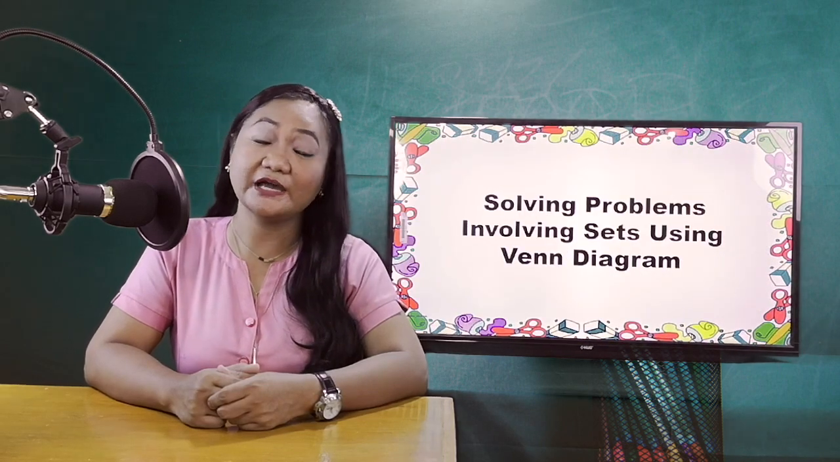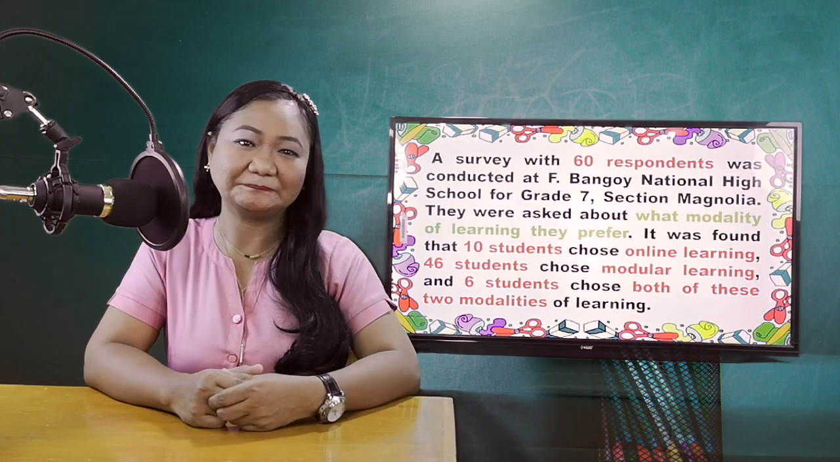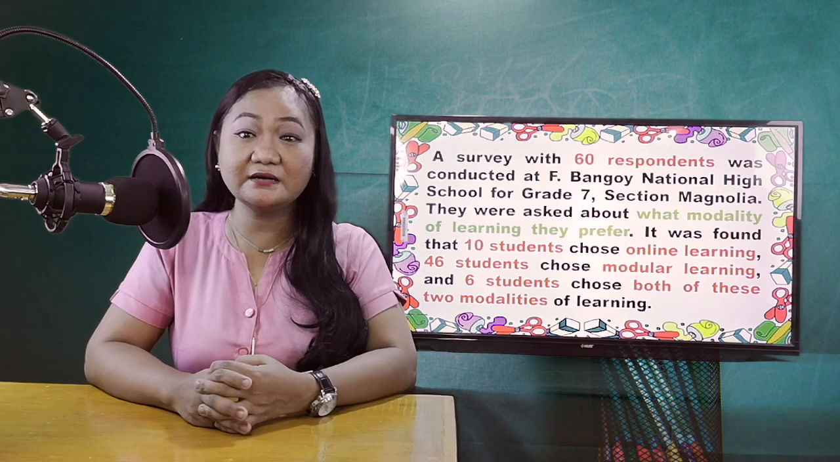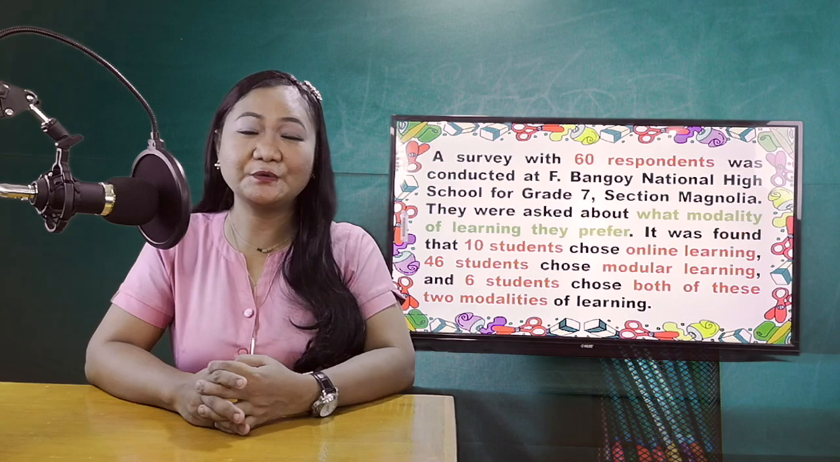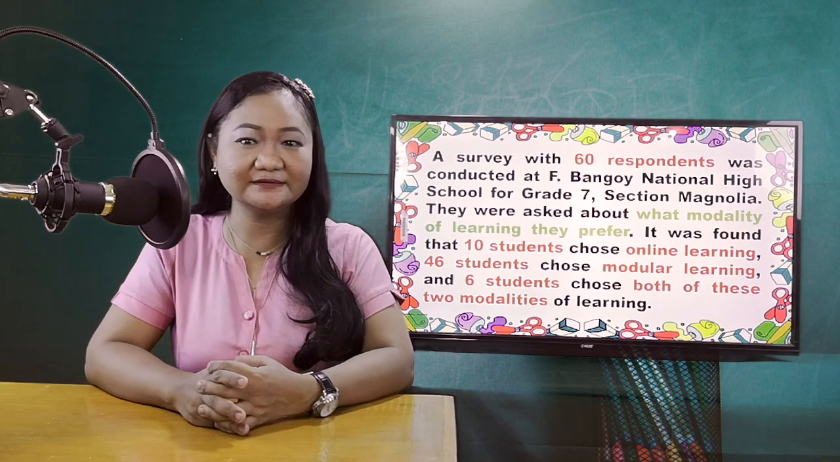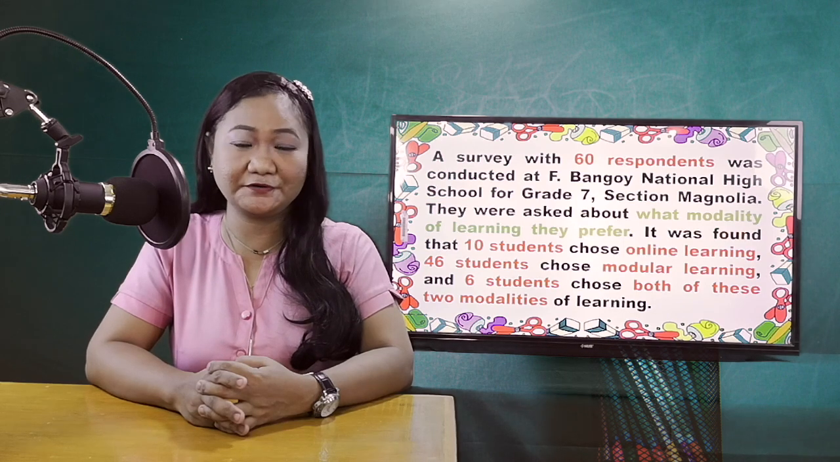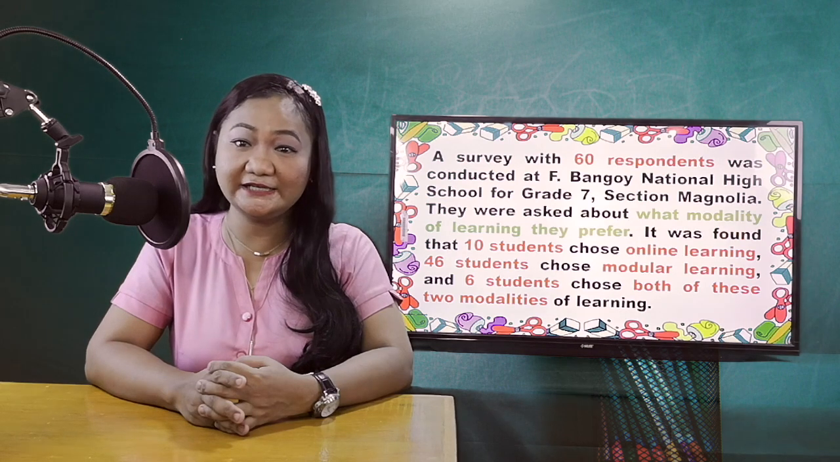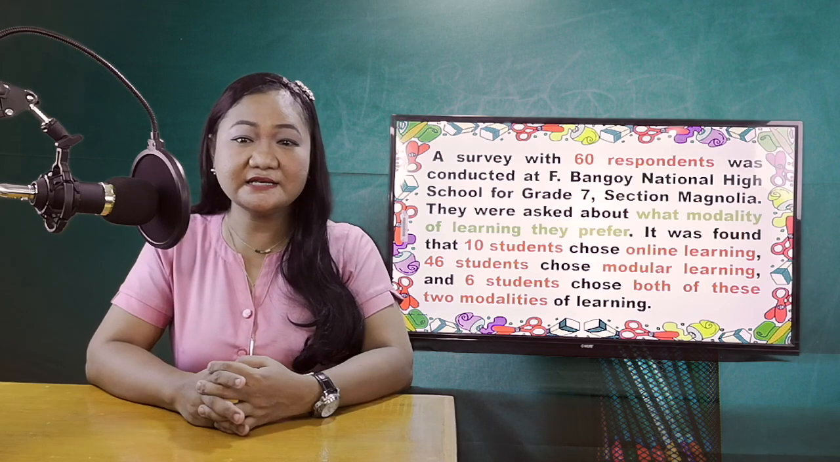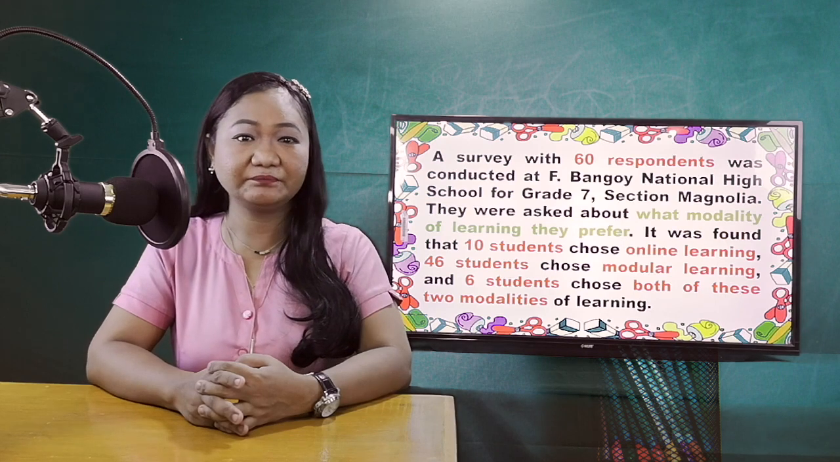Let us take a look at the given example. The problem goes like this. A survey with 60 respondents was conducted at F. Bangboy National High School for grade 7 section Magnolia. They were asked about what modality of learning they prefer. It was found that 10 students chose online learning, 46 students chose modular learning, and 6 students chose both of these two modalities of learning.